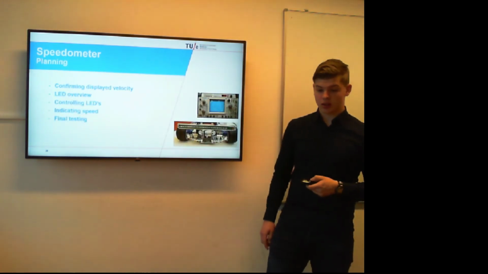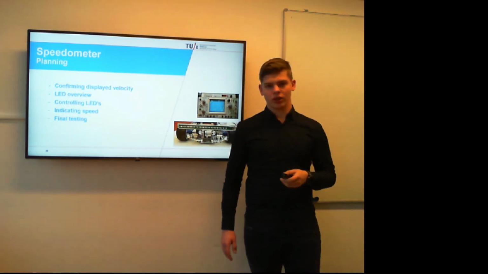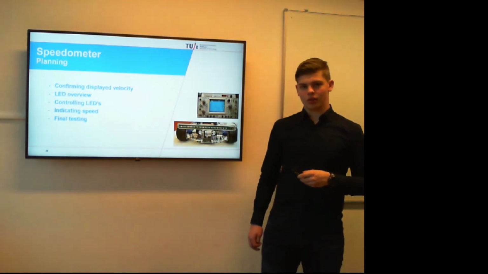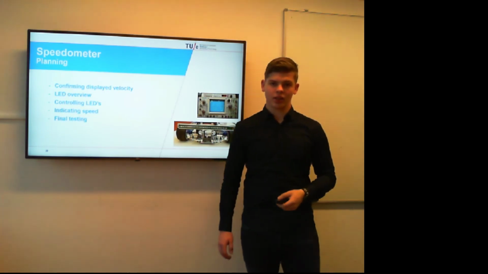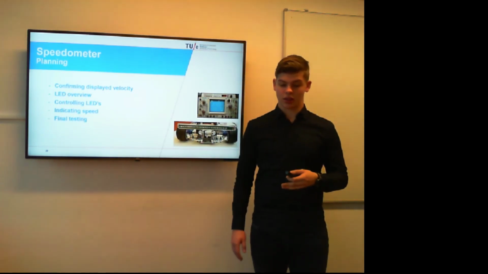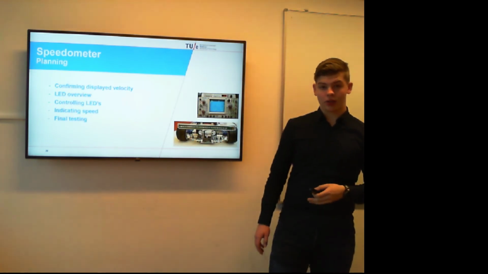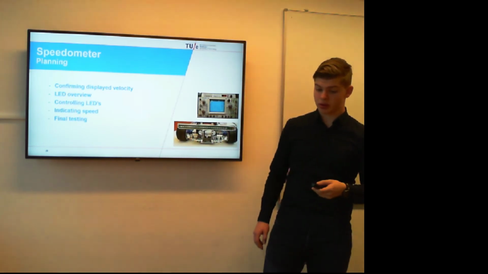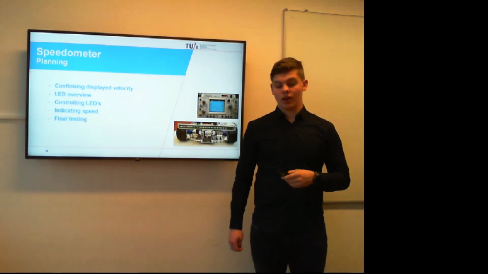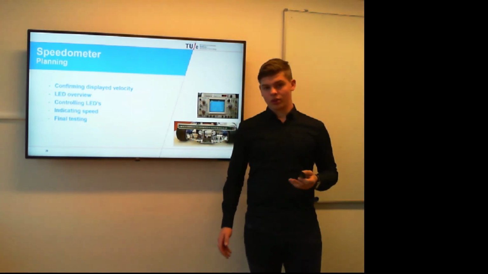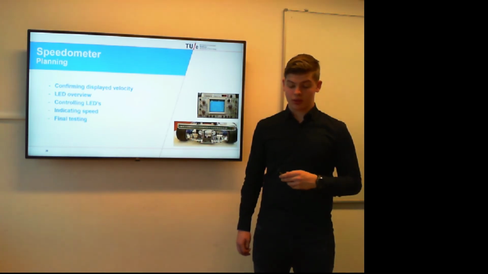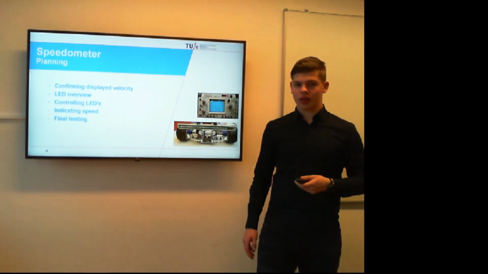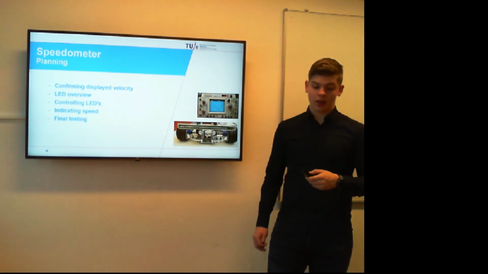Now, for the planning of the speedometer, what to do next: we are trying to confirm the displayed velocity by using an oscillator, and just calculating by hand what the speed is at a certain time. After that, we are going to look into how to program the LED strip, which will be showing the speed. We don't have any experience with LED programming, so we have to look really into it.